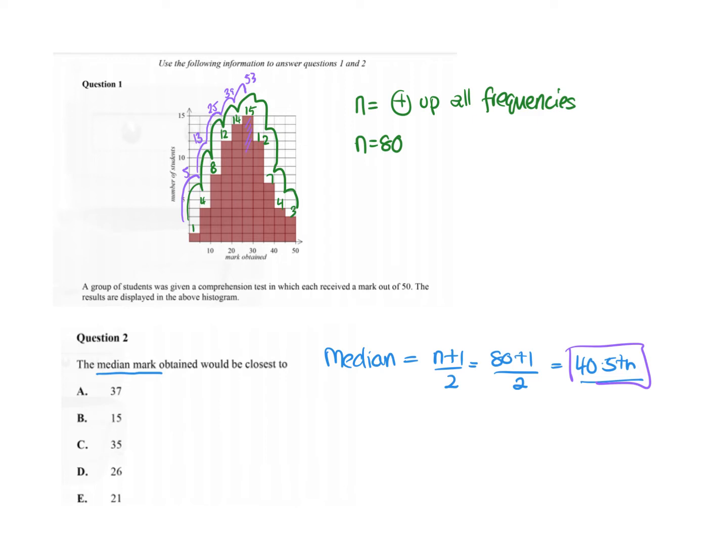So we know the median is occurring somewhere in this bin or tower, and we can see that one is between 25 and 30. There's only going to be one number between 25 and 30 in our answers. So the median occurs in the 25 to 30 mark. If you look, the D is the only one in that category. So that's our median.